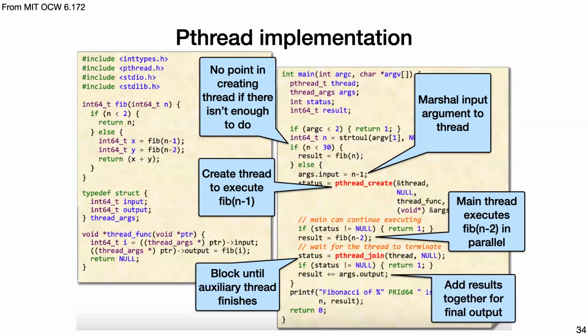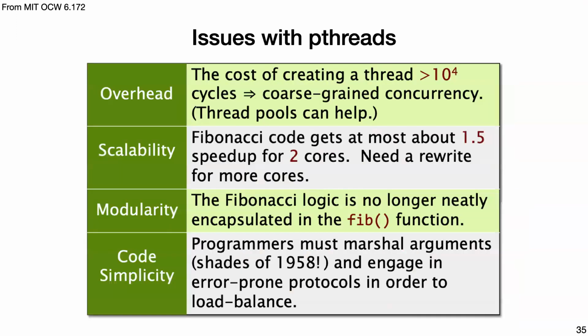And then here with status not equal to null, you just check if something has gone wrong. If not, then you add the result. So previously you computed fib of n minus 2, and then you just add fib of n minus 1 into that to get the answer. Okay. So that is how you do it with pthreads.